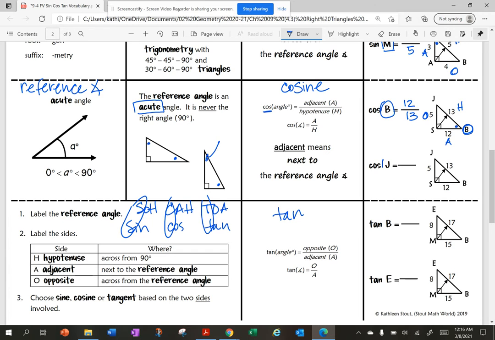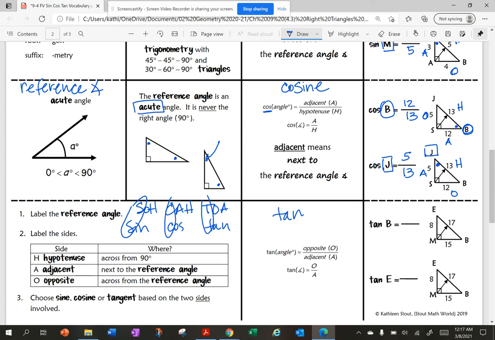If I chose J as my reference angle, this as my reference angle, 13 is still the hypotenuse because that's across from the right angle. My adjacent leg is 5, and my opposite leg is 12. So adjacent divided by hypotenuse is 5/13.